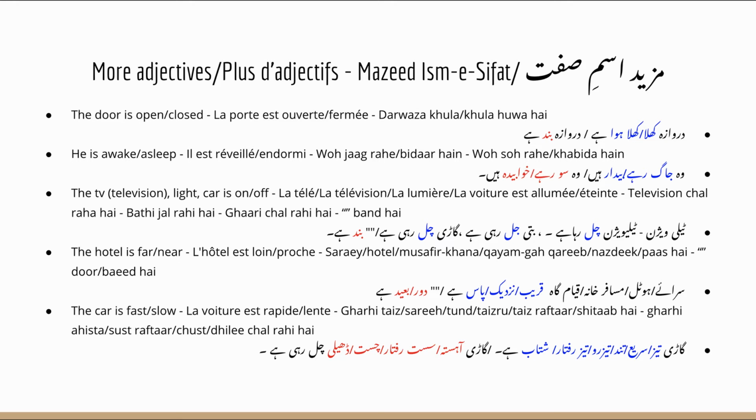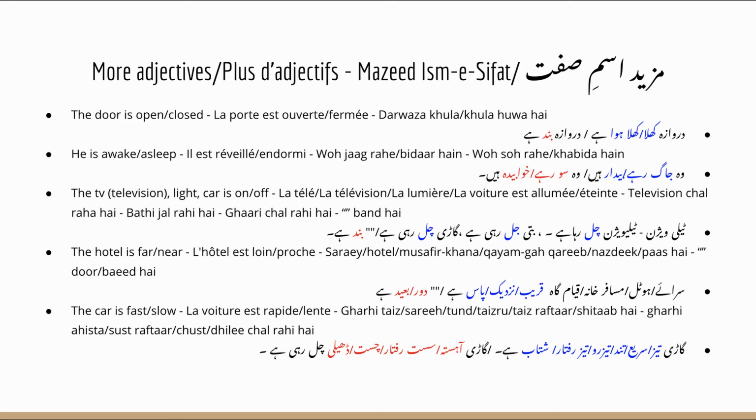So we'll use Sarai. So Sarai kareeb nazdeek paas hai. Paas you could say is probably slightly less formal in these. And kareeb and nazdeek are both used. To say something is far away, it's Sarai dur hai, or formally Sarai ba'id hai.